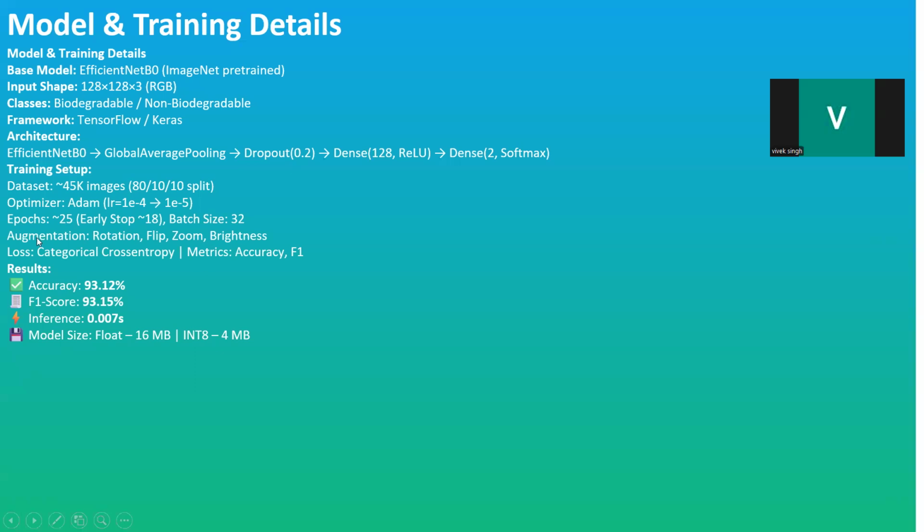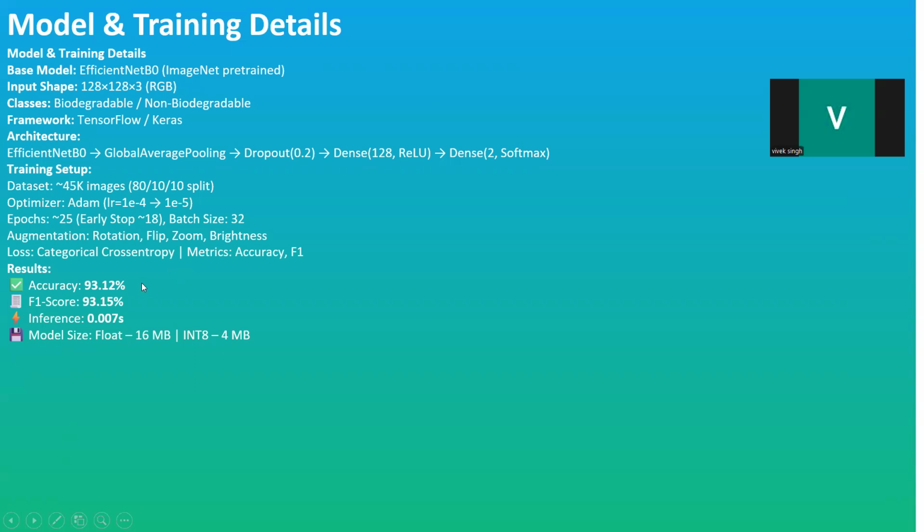The data set size is 45,000, and optimizer is Adam, and epochs is a total of 25, and batch size is 32. And for augmentation, I have taken rotation. And the loss is categorical cross entropy, and metrics for evaluation are accuracy and F1 score.